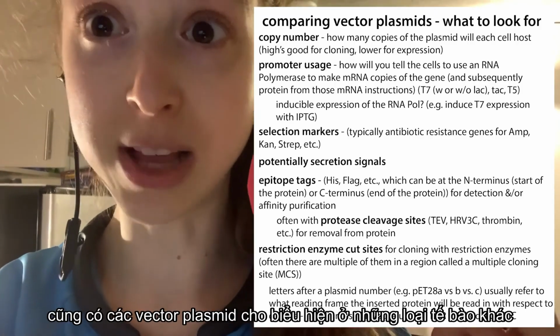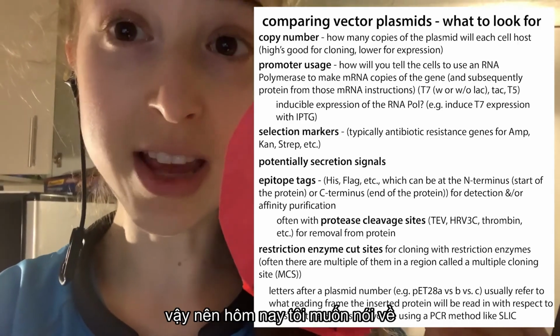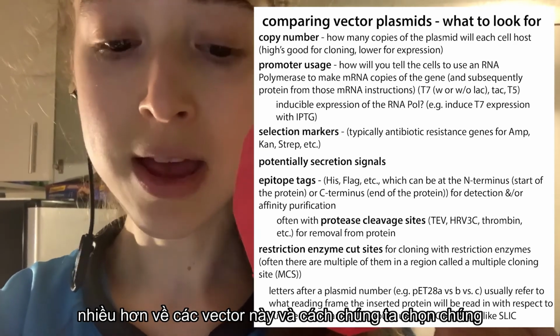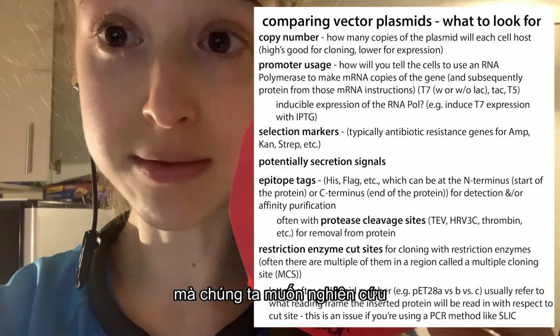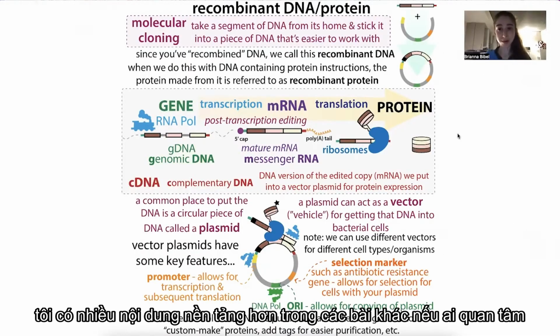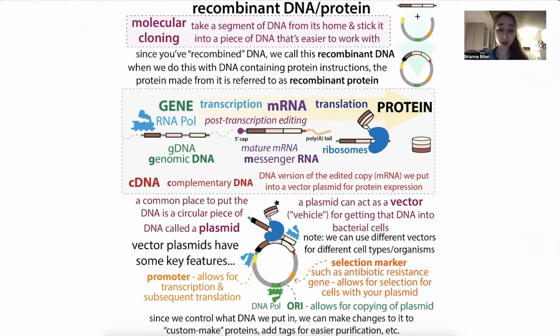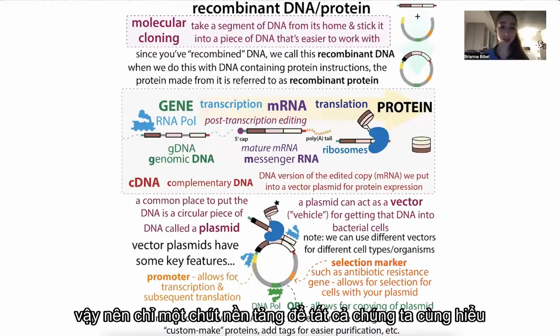There are also plasmid vectors for other sorts of cell expression. So today I want to talk more about these vectors and how we choose them, and also where we can find the instructions for making a protein we want to study. Okay, so I have more background in other posts if people are interested. Today, I want to go really in depth into some of the features of various plasmids that you would want to keep in mind. And so, just a quick background so we're all on the same page.